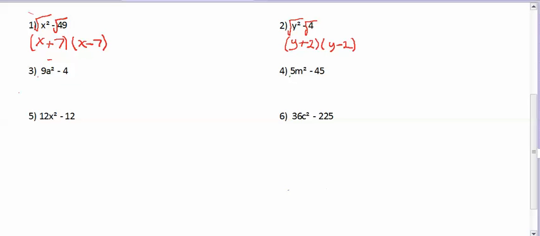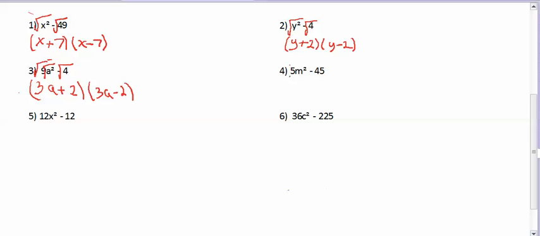Okay, the next one. We're going to take the square root of 9, and that is going to be 3. Then you take the square root of a squared, which is a. Take the square root of 4, which is 2, and then you have 3a plus 2, and then 3a minus 2.